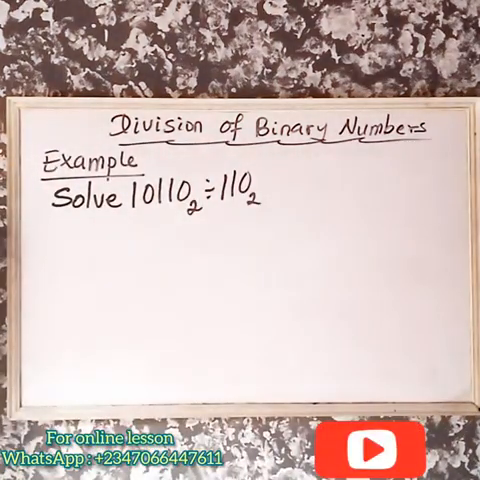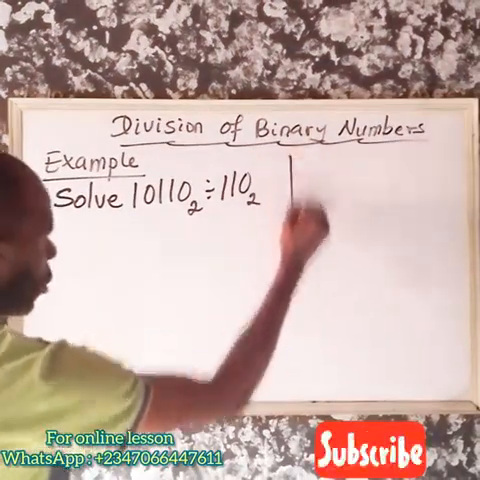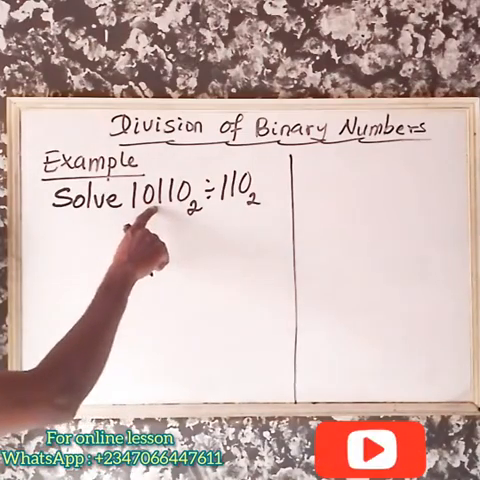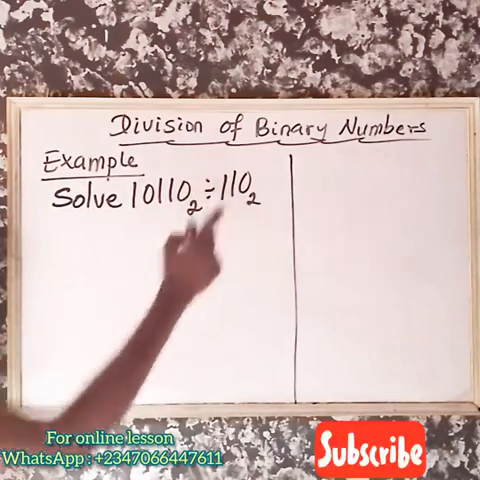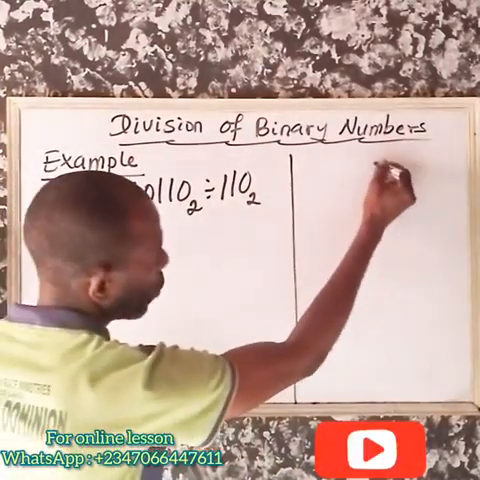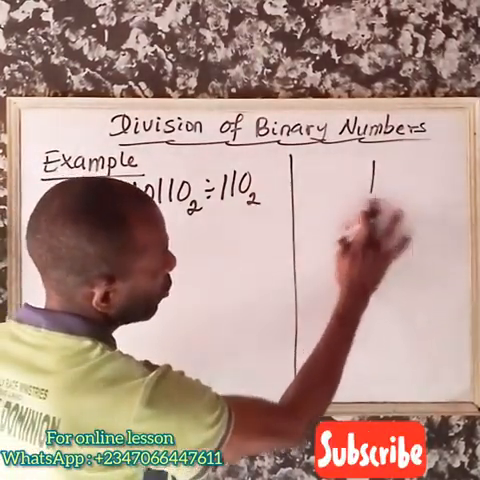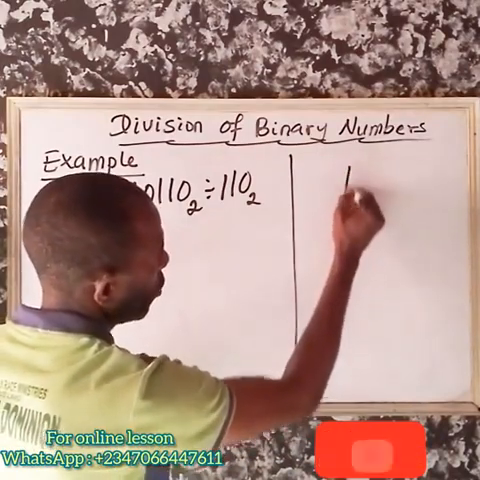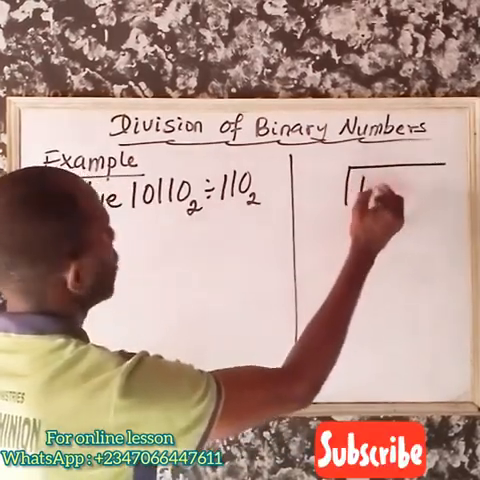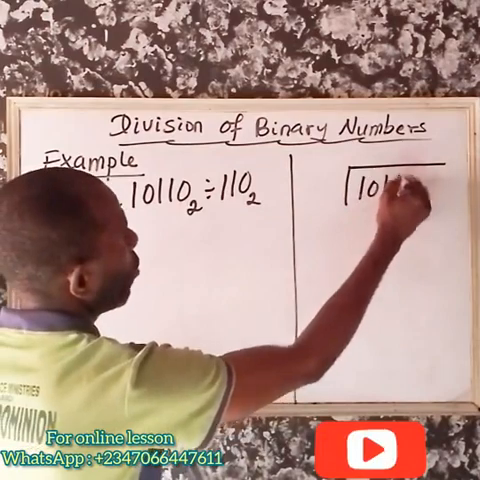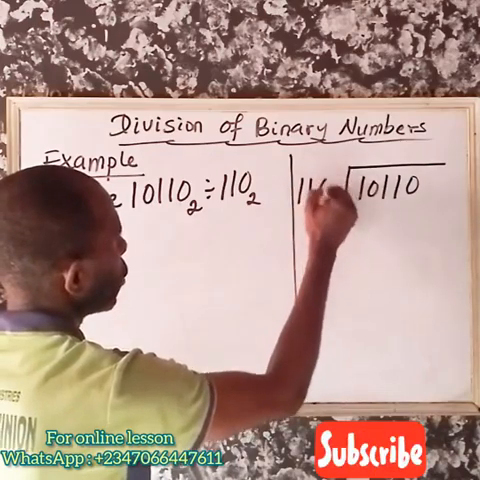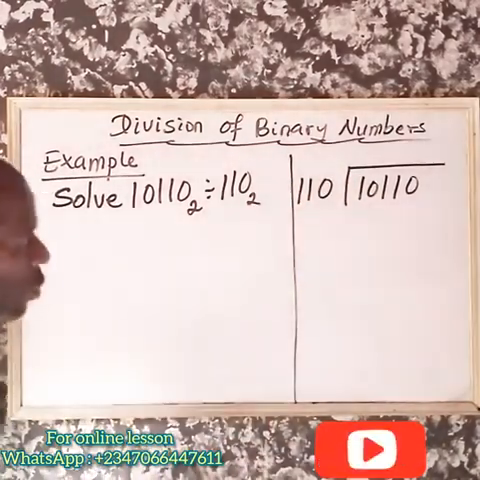What we do is bring out your long division, okay? We are using normal long division. This one is the dividend and this is the divisor. So we want to have the quotient. So now you put your dividend here, which is 10110. This is your quotient. This is your divisor, 110. Now let us go to division.